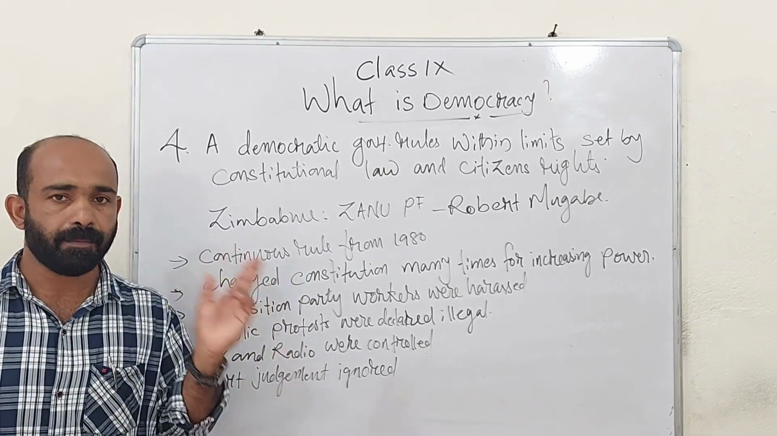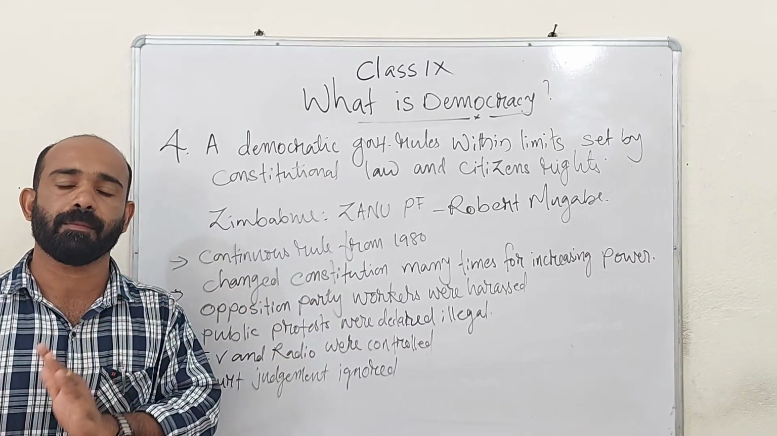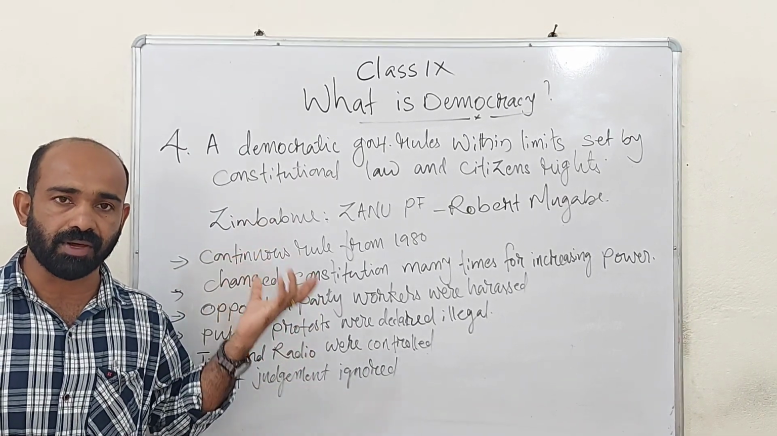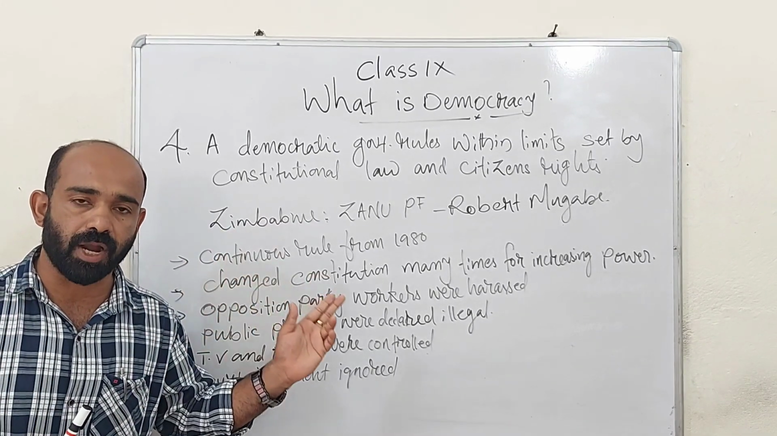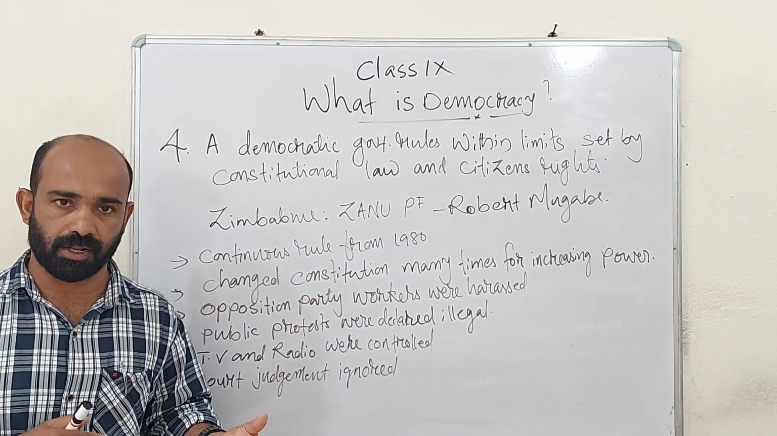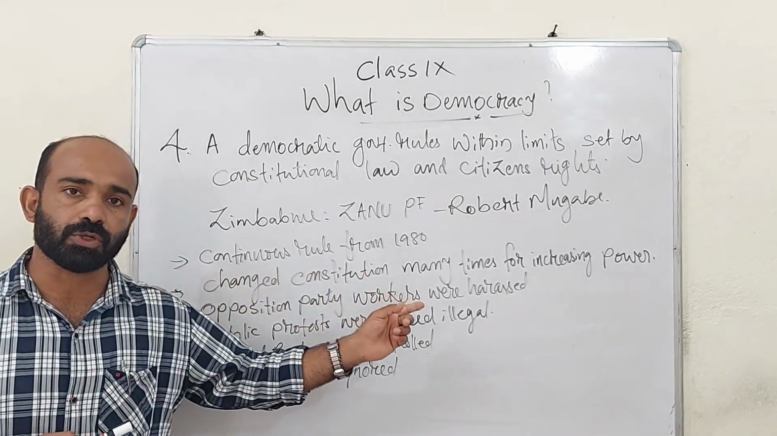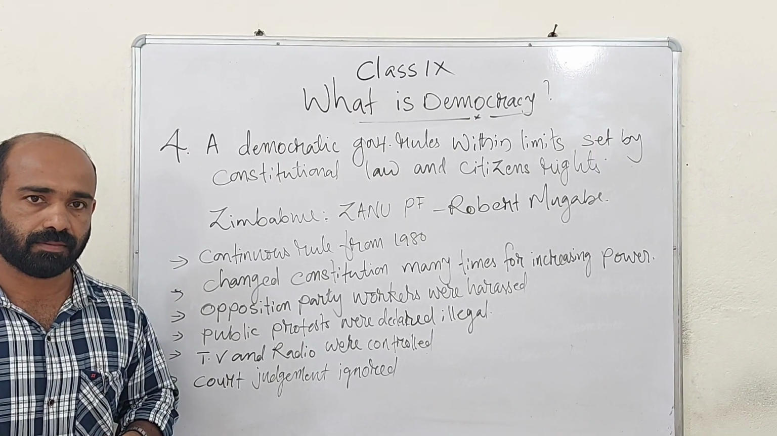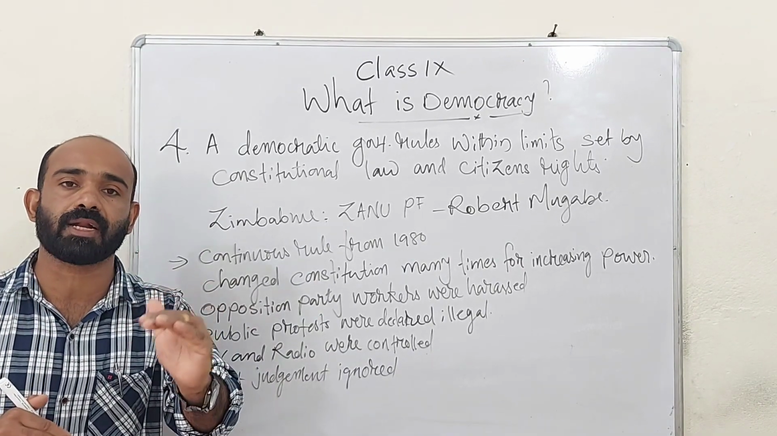Like in Mexico, PRI. In Zimbabwe, ZANU-PF continuously ruled for many years. President Robert Mugabe emerged. He was a very popular leader. He made active efforts against white people for getting freedom for Zimbabwe. So he was so popular. So Robert Mugabe changed the constitution many times for increasing his power. And this party always harassed opposition party workers.